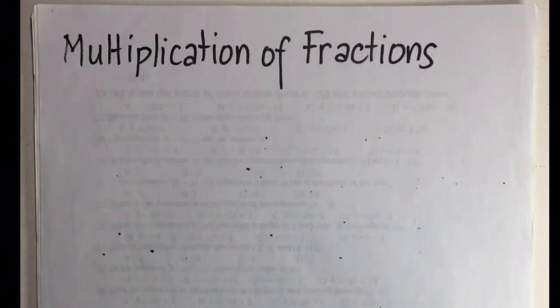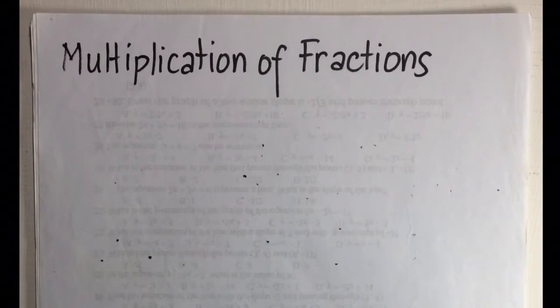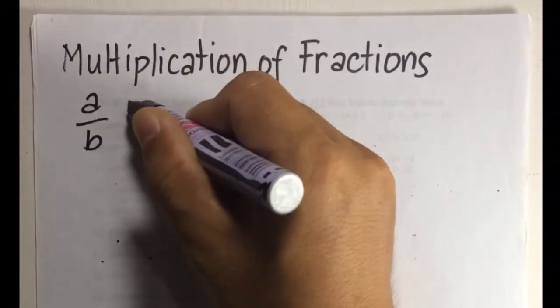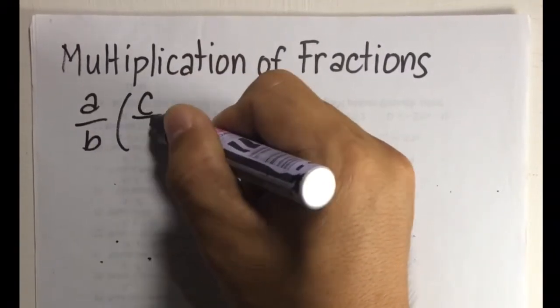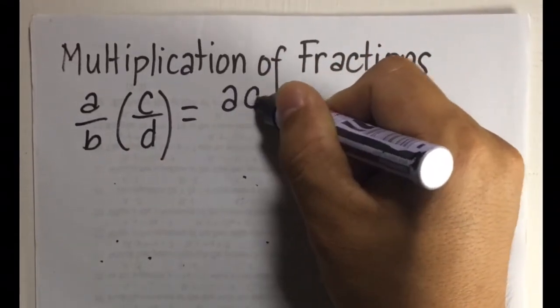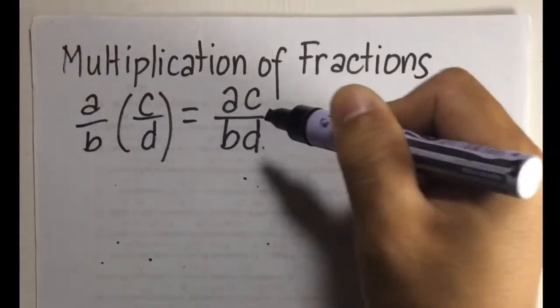Hi guys, our next video is about multiplication of fractions. The rule in multiplying fractions is you're going to multiply the numerators and multiply the denominators. So for example, if we're going to multiply a over b times c over d, the result will be a times c over b times d.